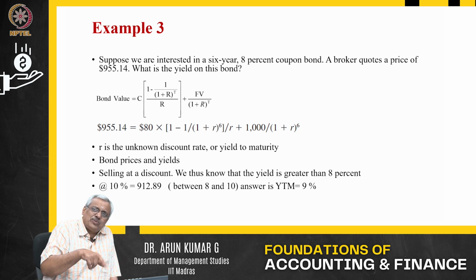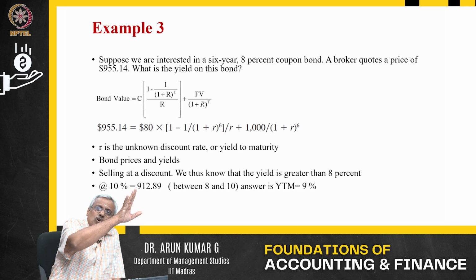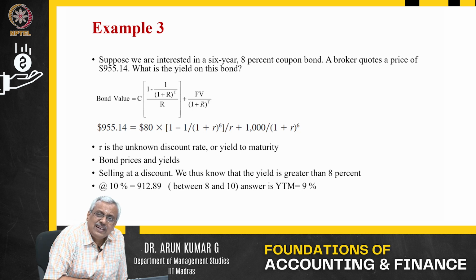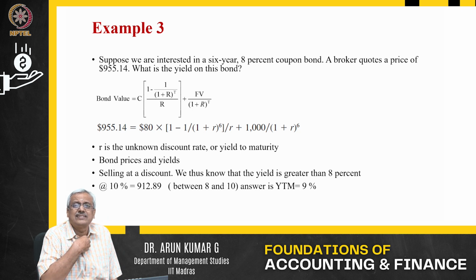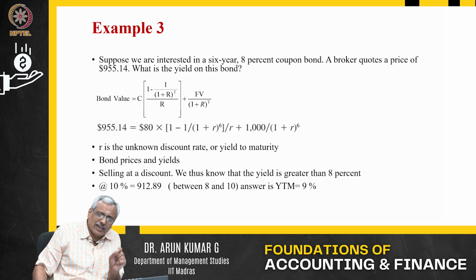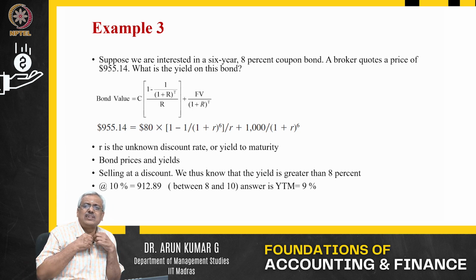The broker himself is offering it to me at a discount. That means he knows the coupon rate on the bond is not up to the expectation of the market interest rate as of today, so he is offering it at a discount. So is it anywhere between 8 and 10? 8% is the coupon, so it should be higher than 8. Can it be 9? Can it be 10? Well, I can do a little bit of trial and error in the same equation, and I say that the YTM in this particular case is almost 9%. We have some numericals, and we will try to solve some of them.